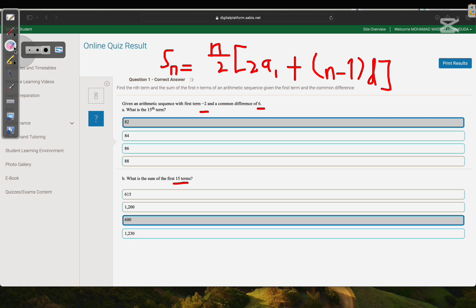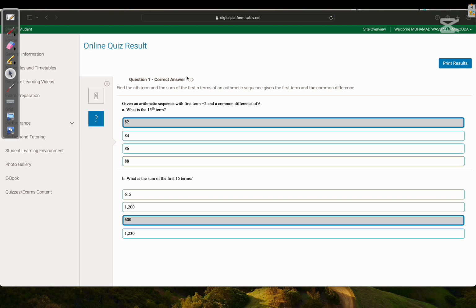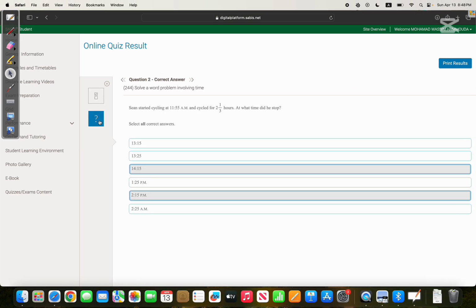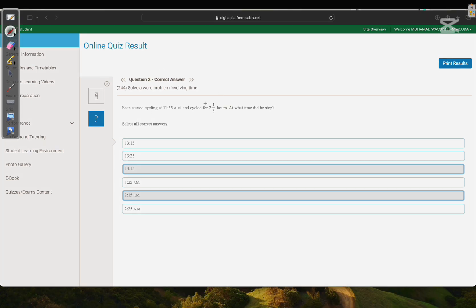Okay. Number 2. Sean started cycling at 11:55 a.m. and cycled for 2 1/3 hours. What time did he stop? Okay. Here, 2 1/3 hours means 2 hours and 20 minutes.